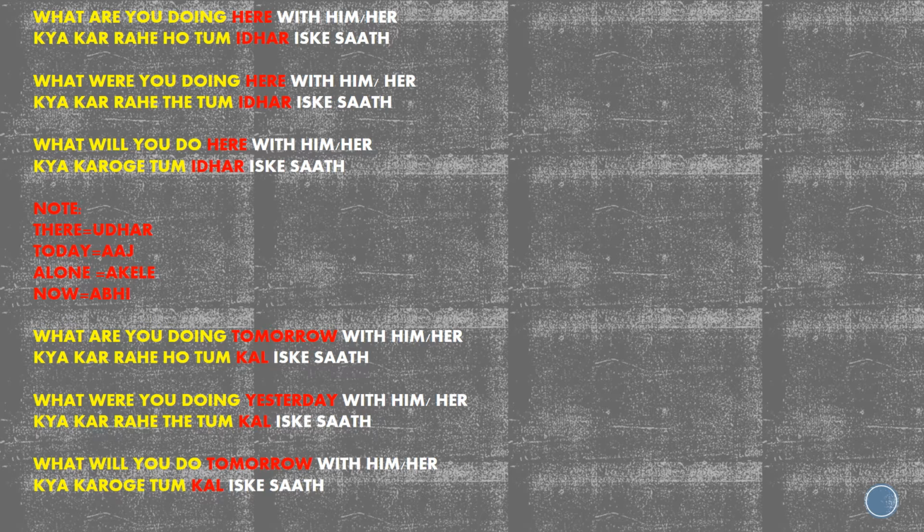Okay, I have also mentioned over here, what are you doing tomorrow with him, or what are you doing tomorrow with her. क्या कर रहे हो तुम कल. This is the basics, and I have shown all these things in the previous slides. क्या कर रहे हो तुम कल इसके साथ. What were you doing yesterday with him or her, क्या कर रहे थे तुम कल इसके साथ. So here also you can see tomorrow and yesterday, both the meaning kal.